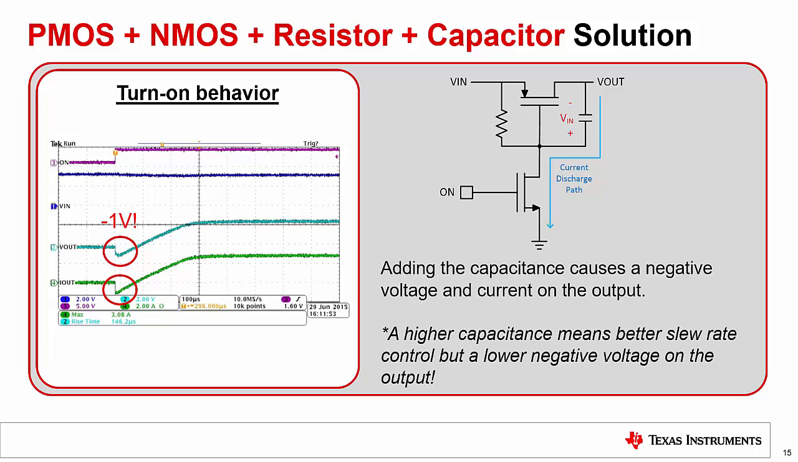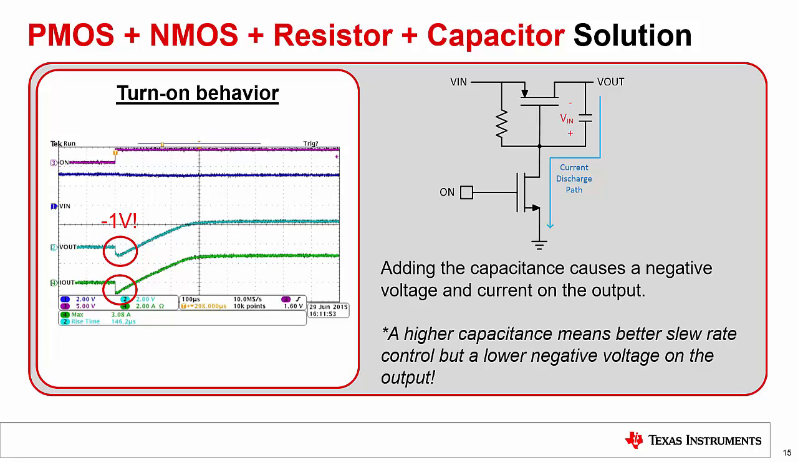This is due to the way the capacitance is pre-charged while it is turned off. During this time, the gate of the PMOS is high and Vout is 0 volts, so the capacitor is charged to the value of Vin, as shown in the diagram. Once the solution is turned on, the gate of the PMOS goes low and the capacitance is discharged to ground through the NMOS. This discharge pulls down Vout before the solution has time to fully turn on.